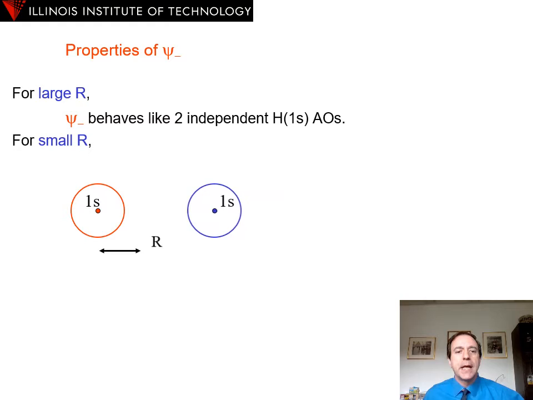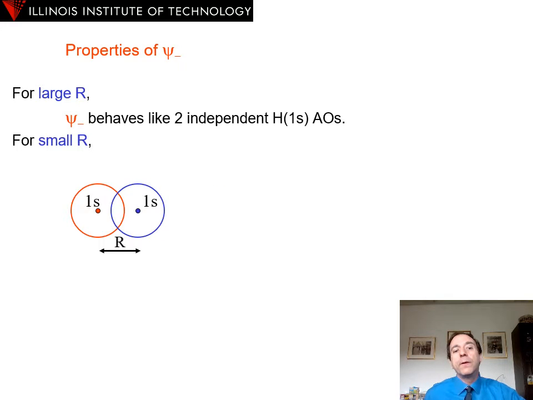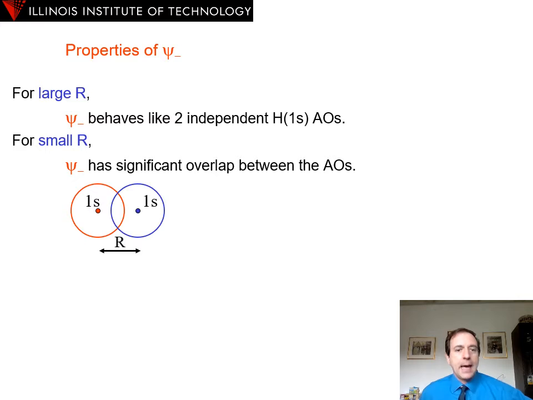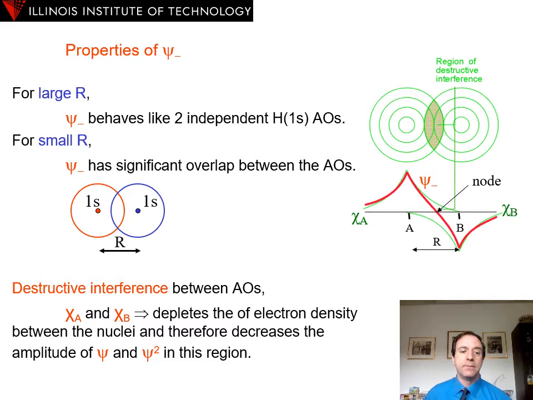But allow them to come together again for small r, and now they're overlapping again. Again, a significant overlap, but this time, instead of them both having a positive amplitude, one of them has a negative amplitude, and it is destructive interference. And in that region, right in between the two nuclei, we have a node, right? We have the two wave functions essentially annihilating each other right in the middle of that wave function. So what does that mean? That means that there is no probability of finding the electron in exactly the middle of that wave function.